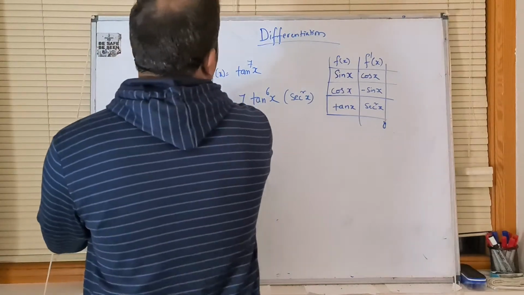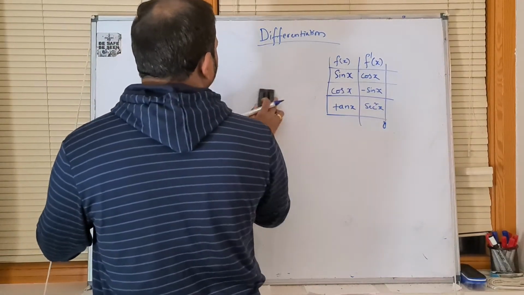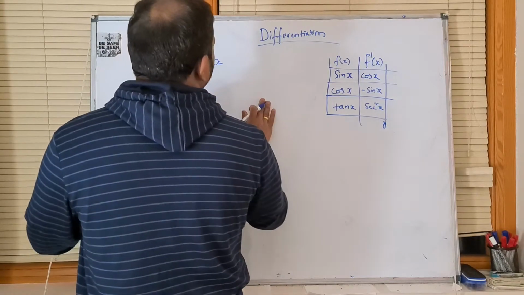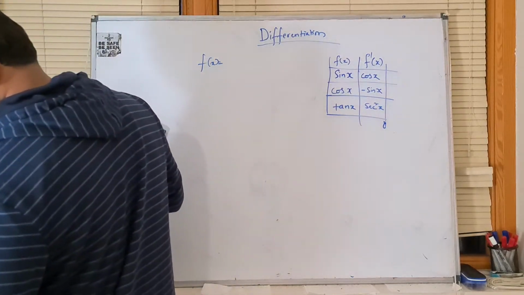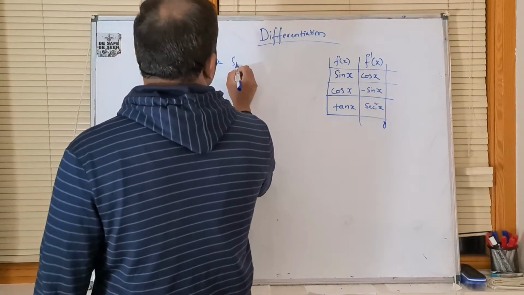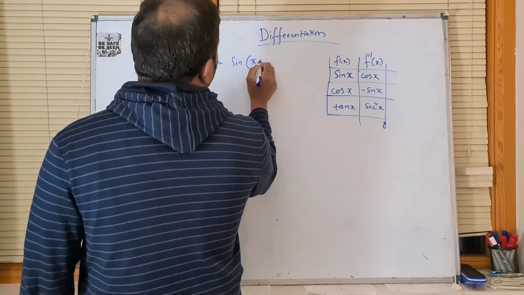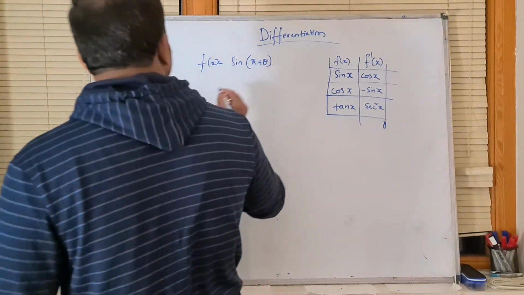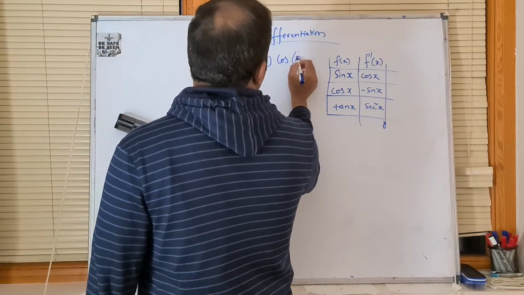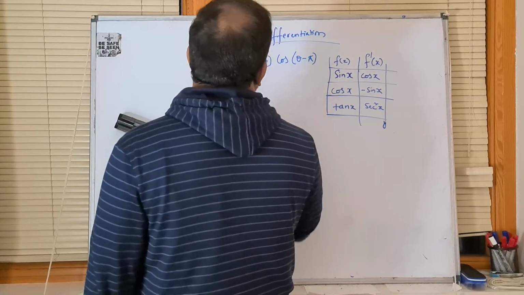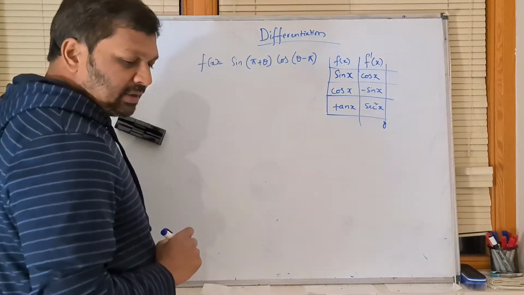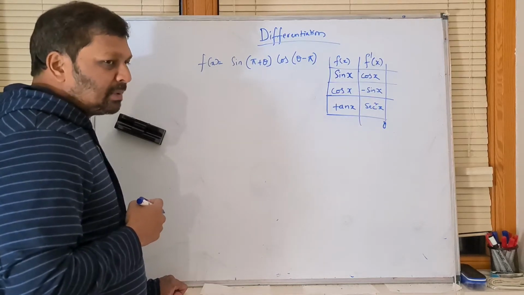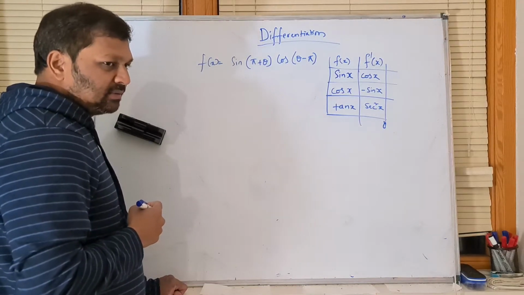Okay, so another one. f of x is equal to sine pi plus theta, cos theta minus pi. Looking at it, you may be confused or afraid to solve it, but if you jump into it, it will not be that difficult.